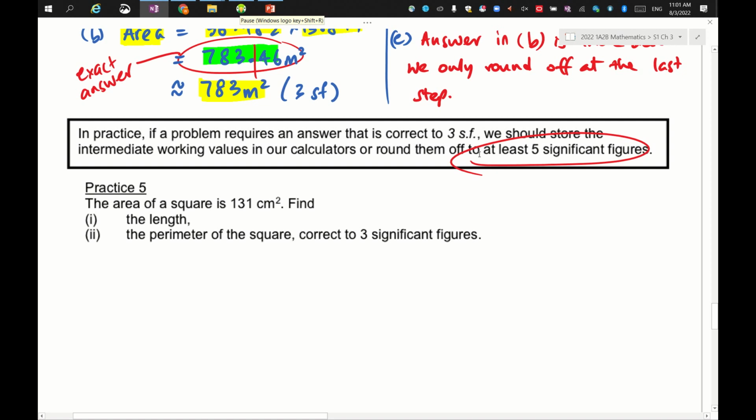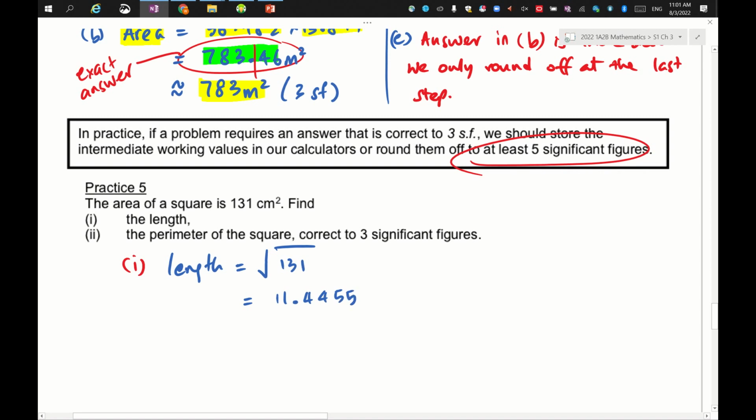Actually, this should have been done already. The area of a square is 131 square centimeters. Find the length. So in part 1, length. The length of a square is going to be the square root of 131. So when you do that in your calculator, we get 11.4455 and so on and so forth.